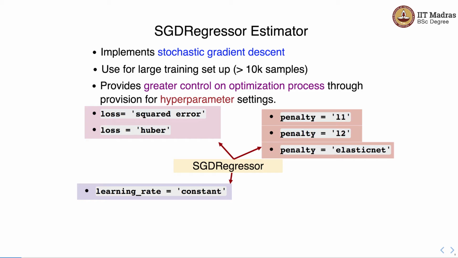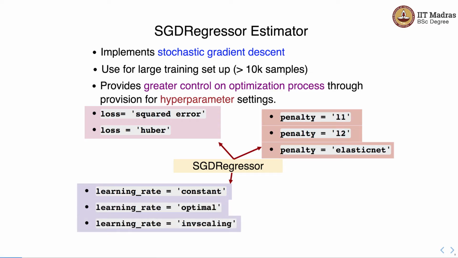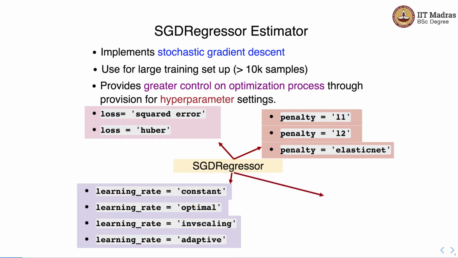Then we can also specify the learning rate. The learning rate can be specified as a constant learning rate, optimal learning rate, inverse scaling, and adaptive learning rate. By default, SGDRegressor uses inverse scaling as a way of deciding the learning rate for each iteration. But we can also specify the other three learning rates as well.